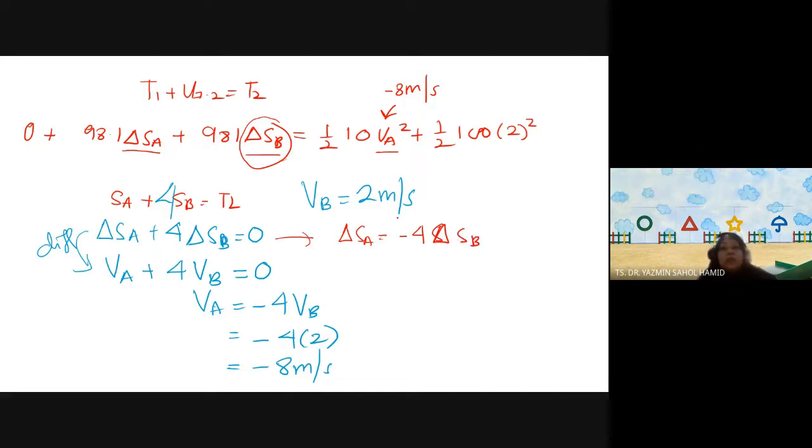Maksudnya kalau you masukkan ni dalam formula ni, apa jadi? Kat SA, SA akan jadi negatif 4 SB, negatif 4 delta SB. Jadi nanti semua dalam sebutan SB. Jadi you boleh dapatkan SB, betul tak? Okay, tolong dapatkan ISB.